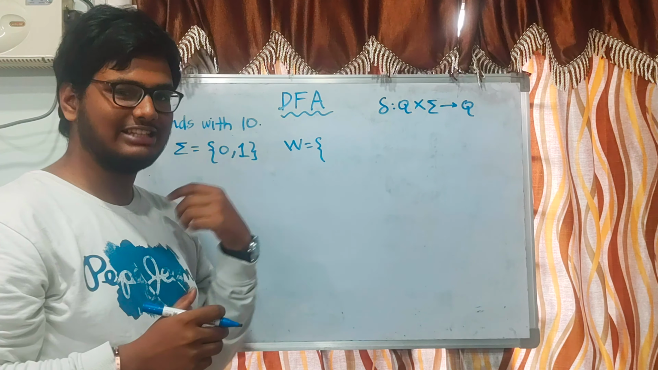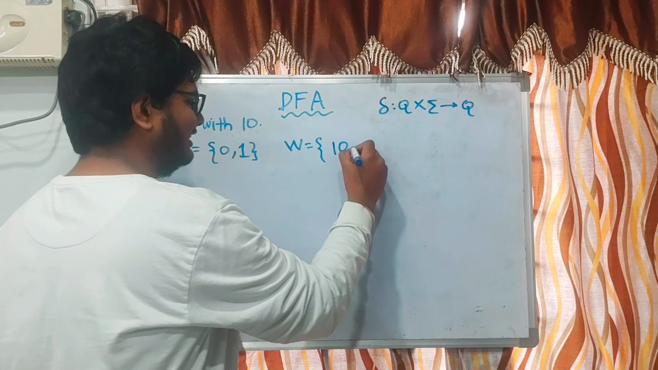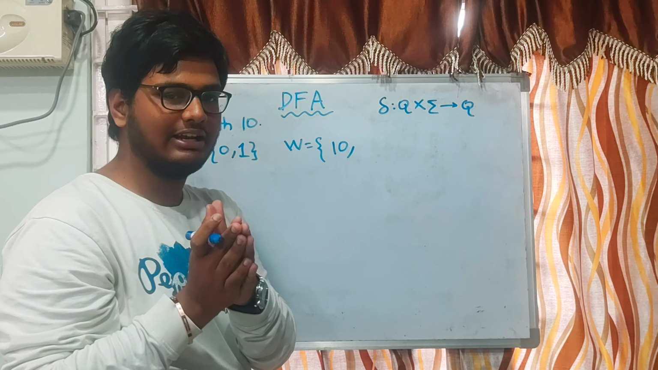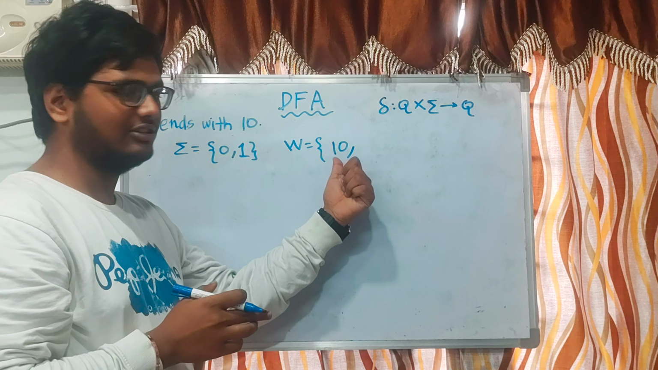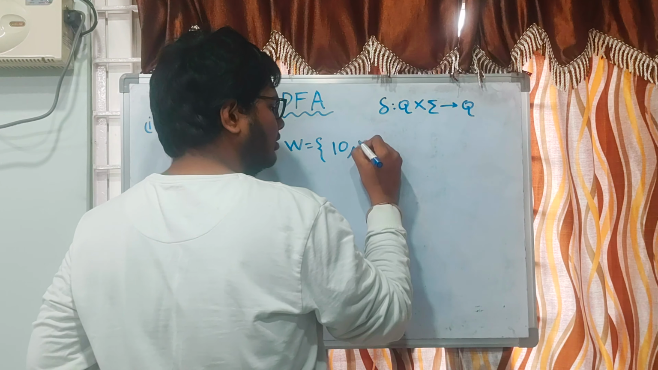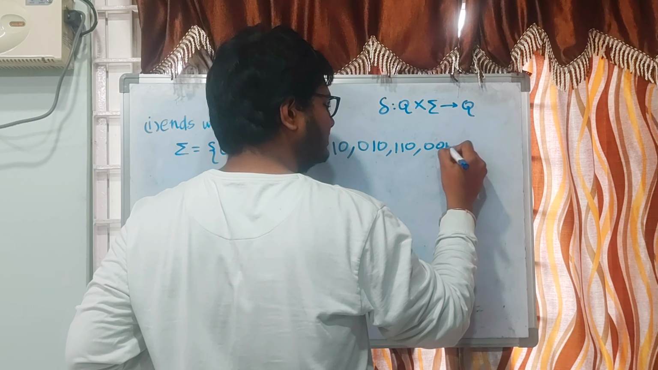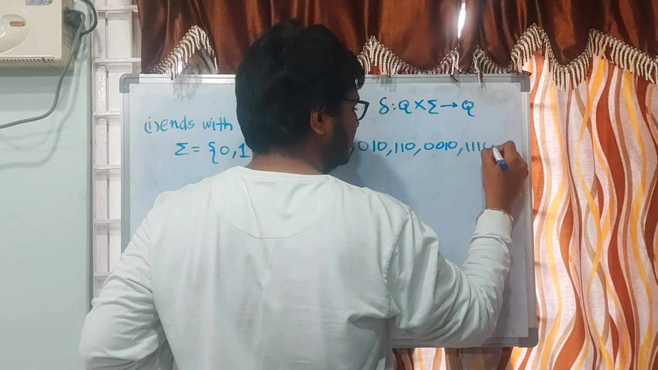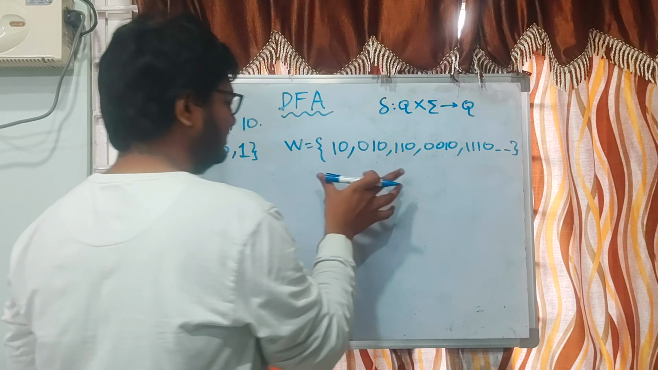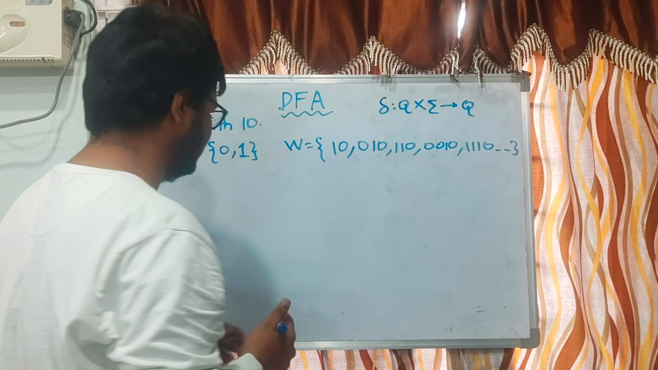The basic string which is accepted by this language is 10 itself. Next, it can be any set of 1s and 0s, but at last you have to get 1 and 0 because it ends with 10. So it can be 010, 110, 0010, 1110, and so on. These are the W. Now let us construct a DFA for this.